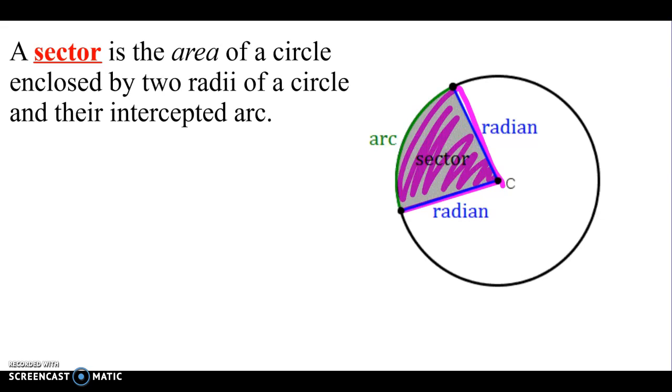So an arc is a piece of the what? An arc is a piece of the crust, which is the outside, the circumference. A sector is like the pizza. It's a piece of the whole thing, the area. So arc is circumference, sector is area.